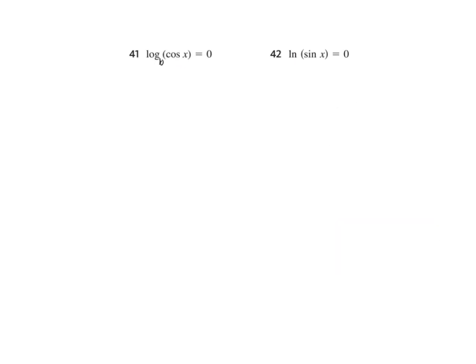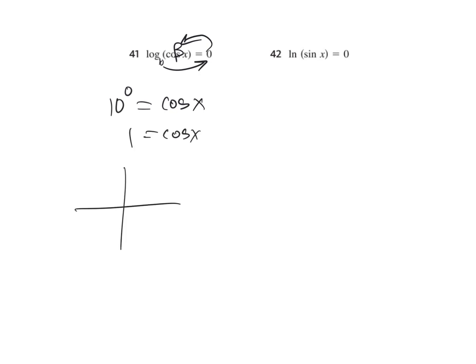41, log base 10 again, that's beta. Oh, so we got to change it back. So that'd be 10 to the 0 equals the cosine of x. Remember, counterclockwise circle. So where does the cosine of x equal 1? Positive 1, which is right here. Every 2 pi. So this is just 2 pi n. That's your answer for 41.